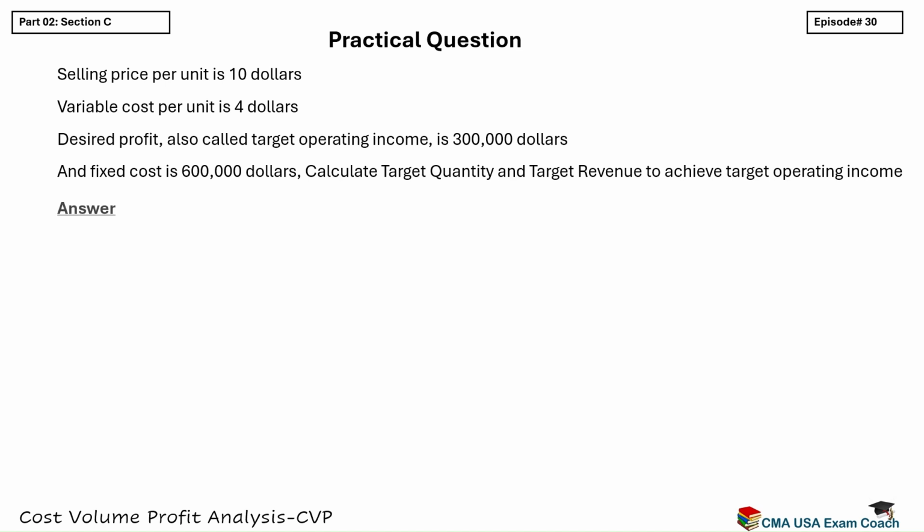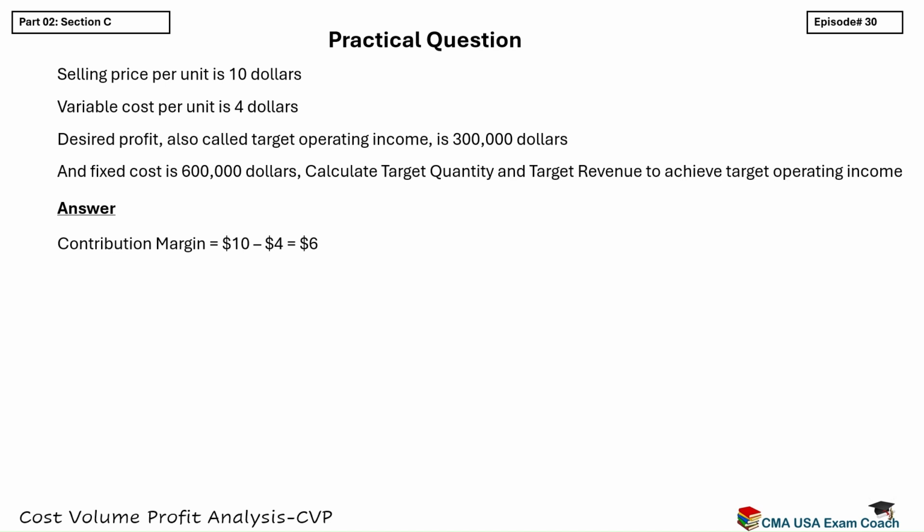First, we calculate the contribution margin per unit. Contribution margin means how much money is left after covering variable costs from each unit sold. So we take the selling price and subtract the variable cost. Selling price is $10. Variable cost is $4. So contribution margin per unit is 10 minus 4 equals $6. This means for every product we sell, $6 will go towards covering fixed cost and profit.